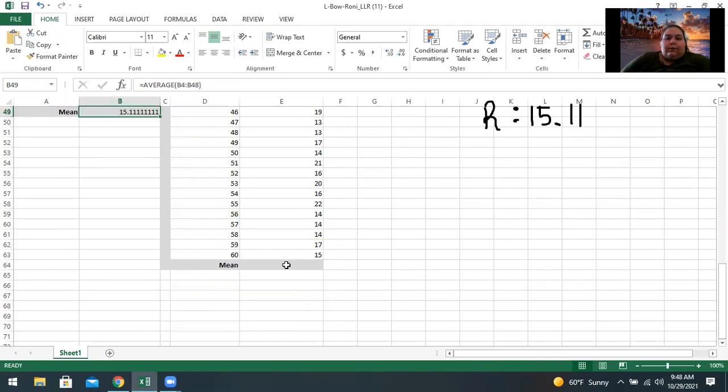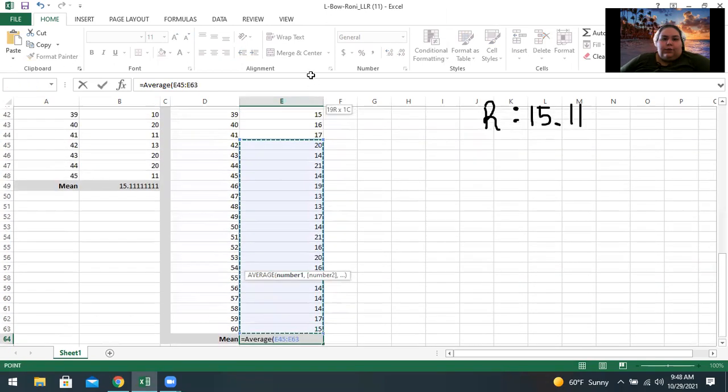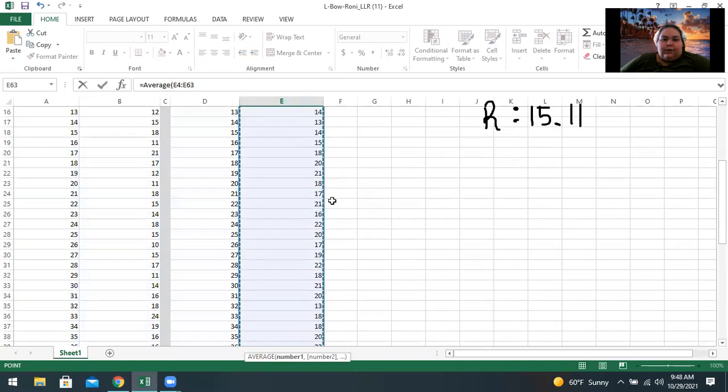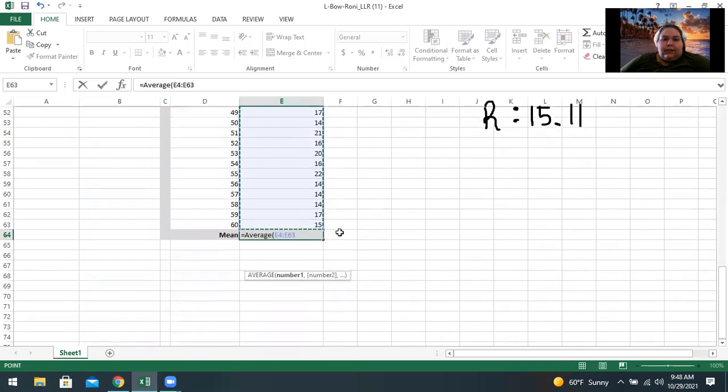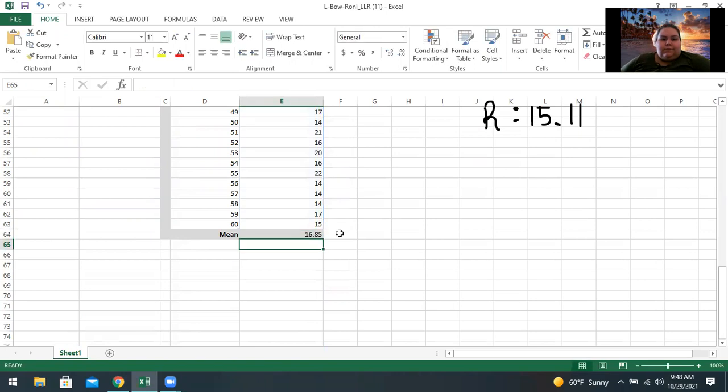So when we go down here to select mean, I'm going to hit the equal sign and type in average, open parentheses, and I'm going to select all these boxes here. So the count is on the left-hand side, right? But I want to know how many times they would purchase it. So we're selecting all these boxes and I should hit close parentheses and enter.